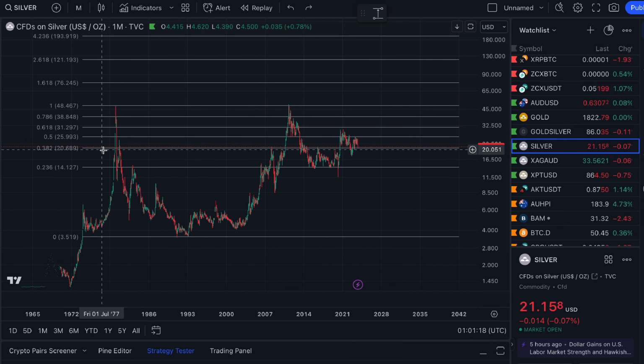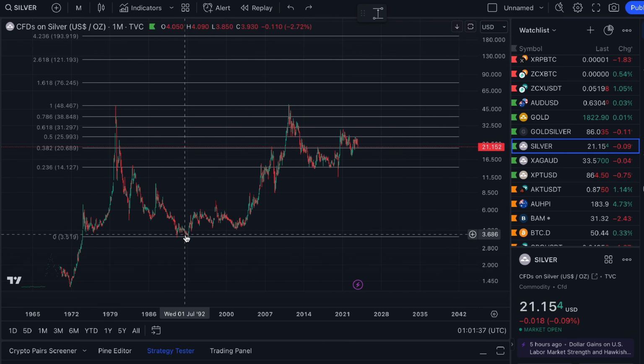The 0.382 is at $20.70. Keep that number in the back of your head, $20.70. And right here, the 0.236 retracement level is roughly $14. Okay, so let's take a look.